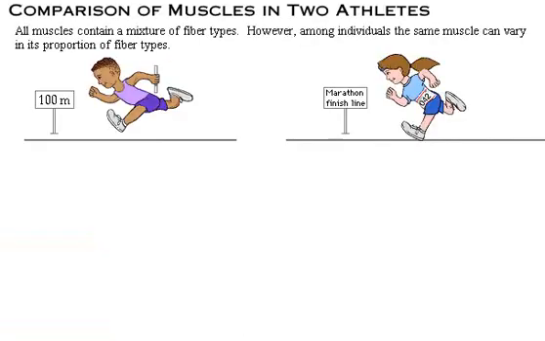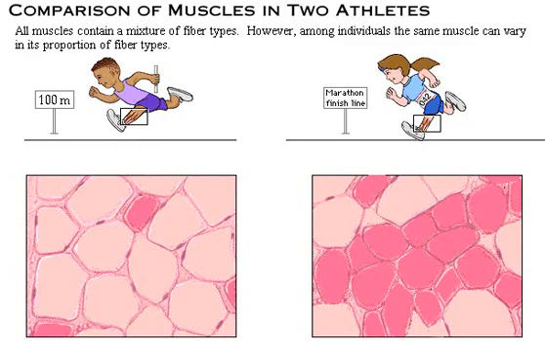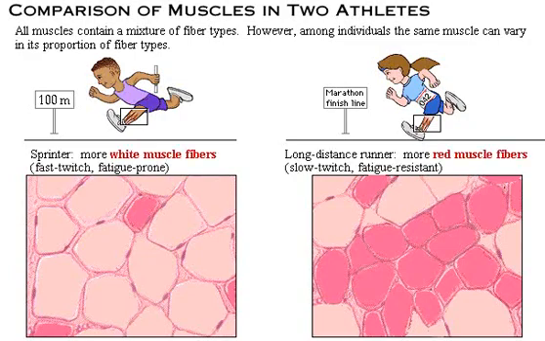All muscles contain a mixture of fiber types. Among individuals, the same muscle can vary in its proportion of fiber types. Among athletes, there can be a dramatic difference in the proportion of white and red fibers in the same muscle. Here, we see that the sprinter has more white, fast-twitch, fatigue-prone fibers in his leg muscle as compared to the predominantly red, slow-twitch, fatigue-resistant fibers of the long-distance runner.